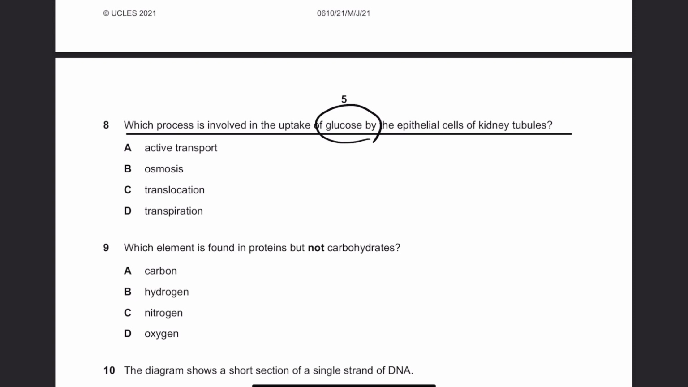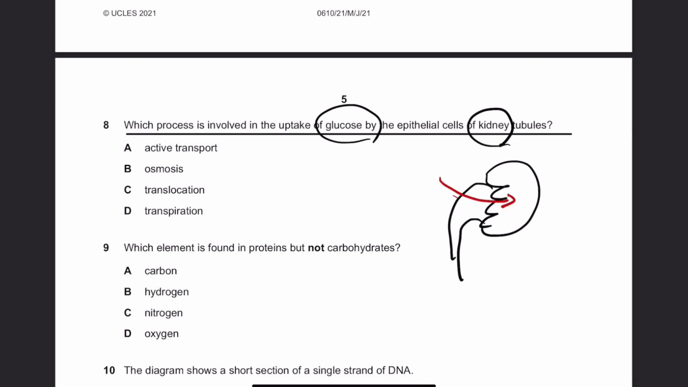So the kidney, our kidney, actually reabsorbs all of the glucose that goes into the kidney. It doesn't let a single glucose molecule, actually that's a bit exaggerated, go out of the body.